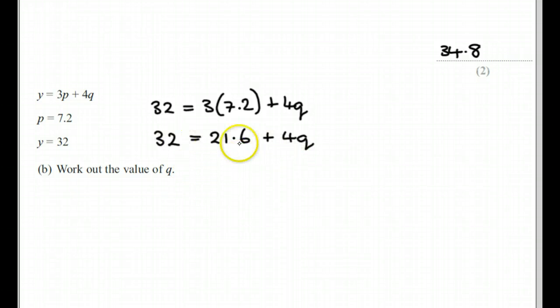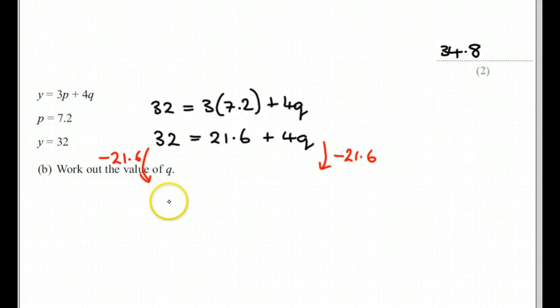Okay, now what we've essentially got is a little equation to solve. So if you're familiar with your solving equations, you should spot that we can take away 21.6 from both sides. And if we take away 21.6 from 32, we end up with 10.4, and that's what our 4q must be worth. So 21.6 plus 10.4 will give us our 32.